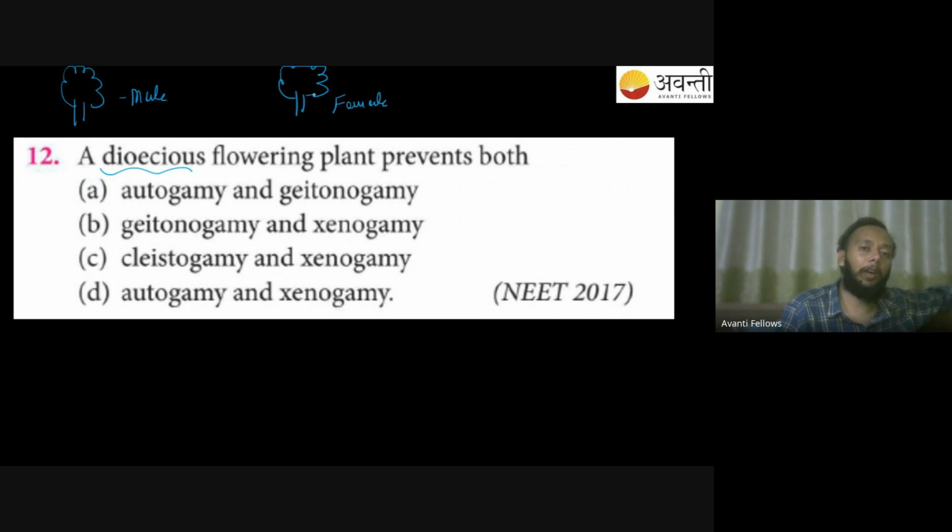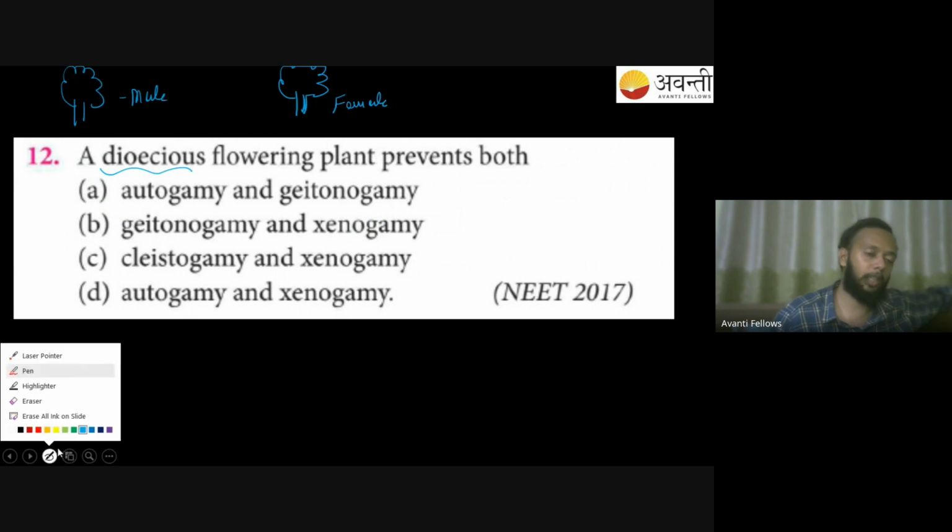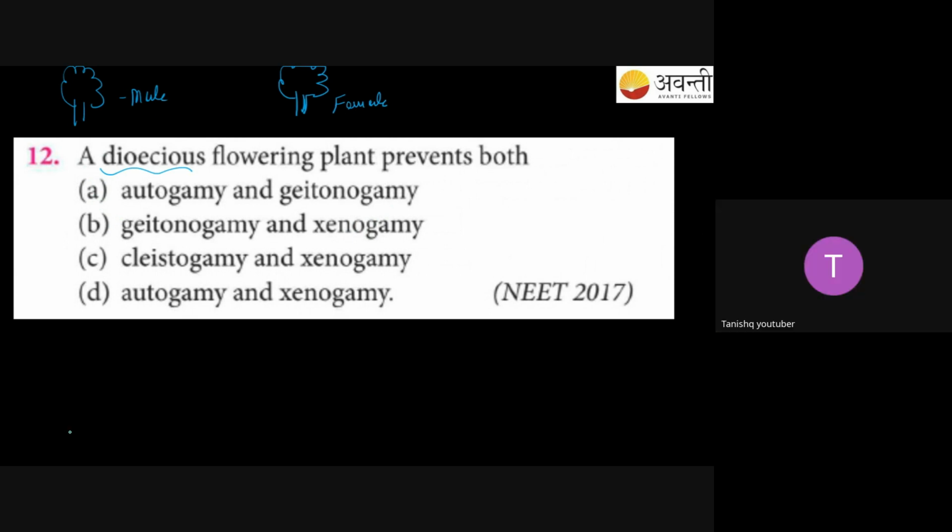Now tell me, if you have a dioecious plant, then it will prevent what? क्या उसमें prevent किया जाएगा? You have a male plant and a female plant very separate. So now you have to raise your hand and tell me what will get prevented over here. Tanishq, that's it. दो ही बच्चे कैसे चलेगा ऐसा? बोलो तनिष्क. ऑटोगेमी एंड कीटोनोगेमी. All right.